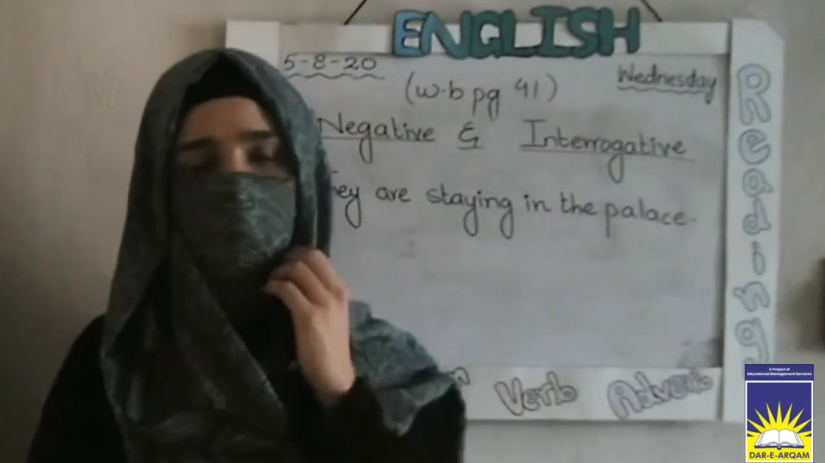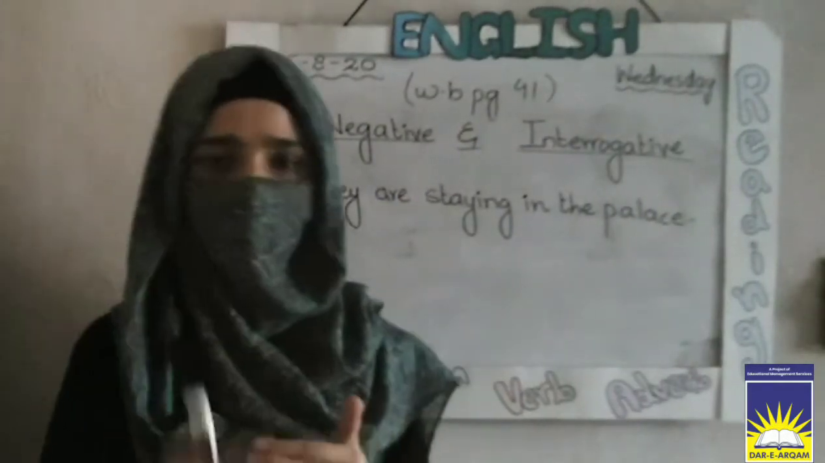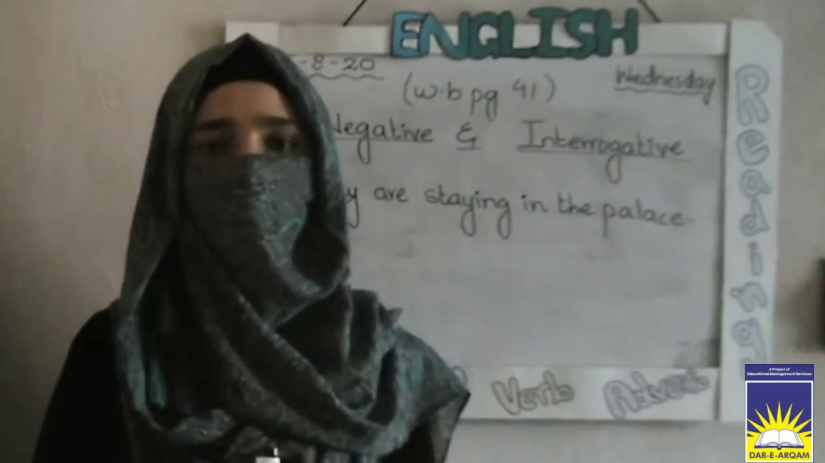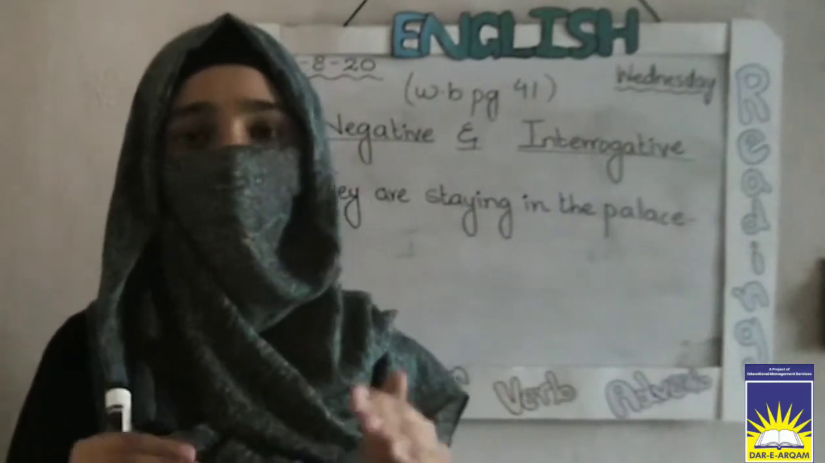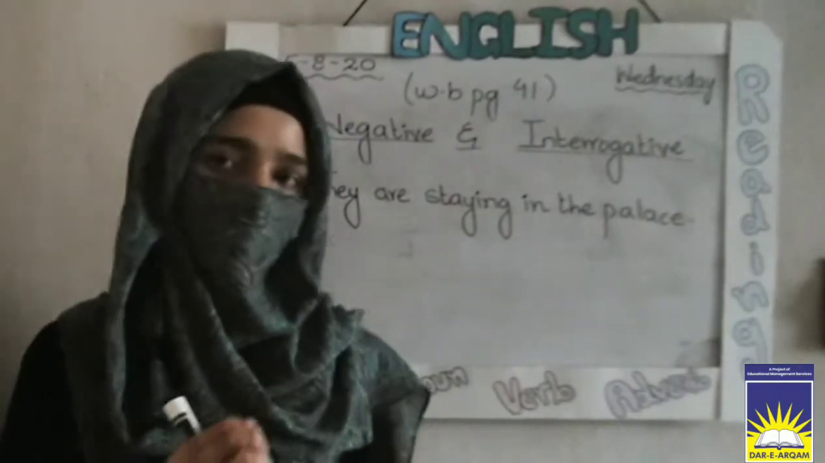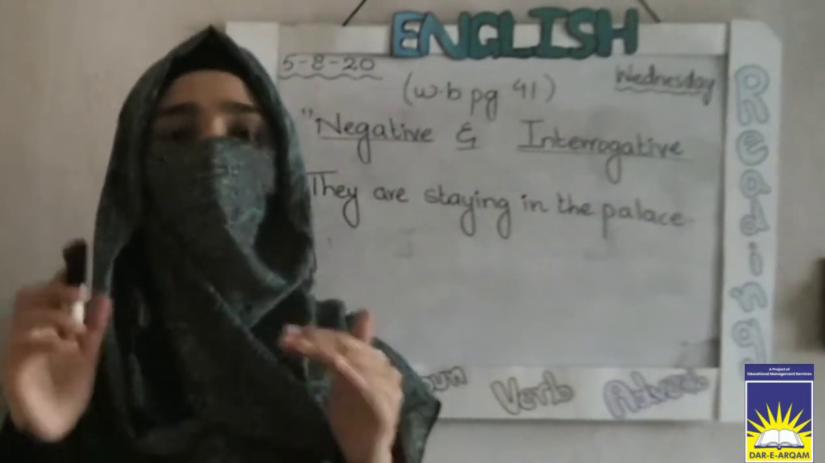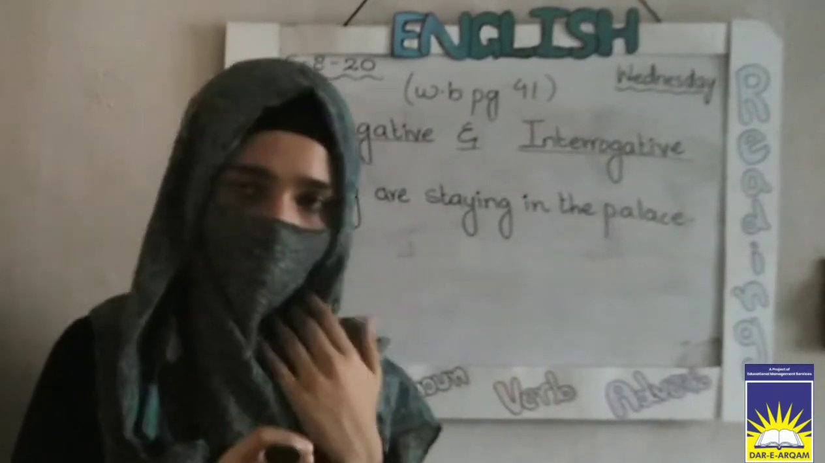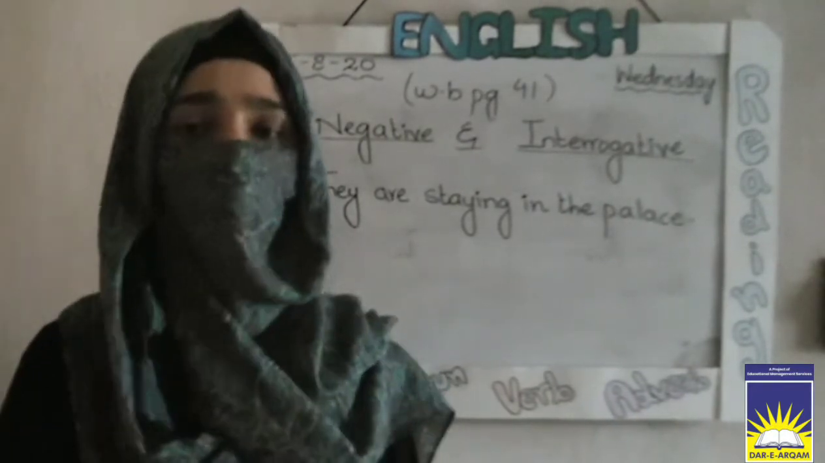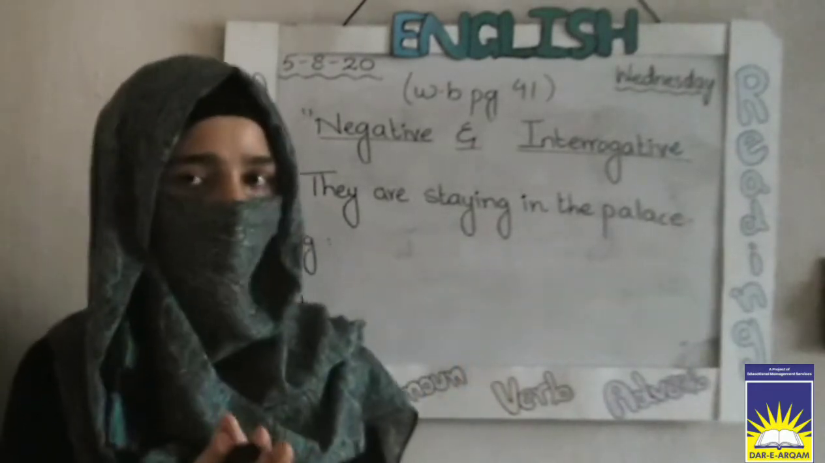The next exercise given in your workbook on page number 41 is to make negative and interrogative sentences. As I told you, negative sentences are denying sentences, and we always use "not" in them after the helping verb. Interrogative sentences are those in which we ask questions to someone. We always put the helping verb at the beginning of the sentence and put a question mark at the end, as these are questioning sentences. So let's begin and see how we will do it.